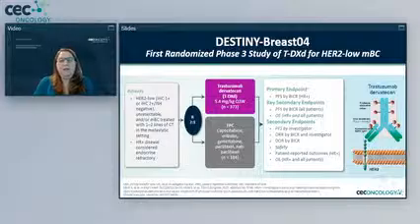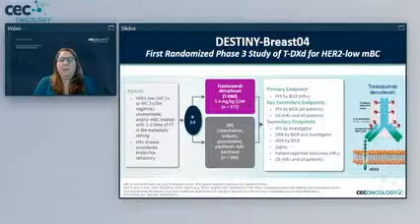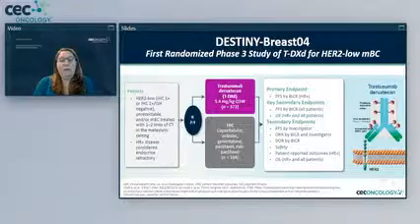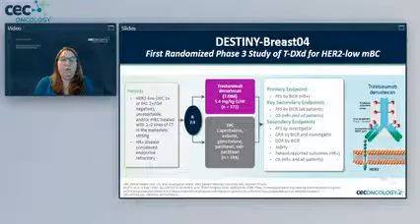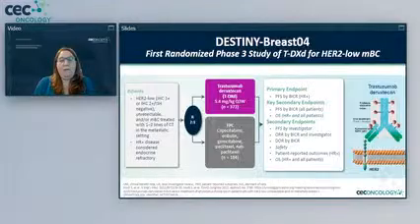The next trial we're going to talk about is the Destiny Breast 04 trial. And this was the first randomized phase 3 trial of the trastuzumab DXd for HER2 low metastatic breast cancer. So the patients, again, were HER2 low, so they are IHC 1 plus or IHC 2 plus and ISH negative, unresectable and/or metastatic, treated with 1 or 2 lines of chemotherapy in metastatic disease. And the hormone receptor positive disease was considered endocrine refractory. So they had to receive some endocrine therapy, but it was not working.